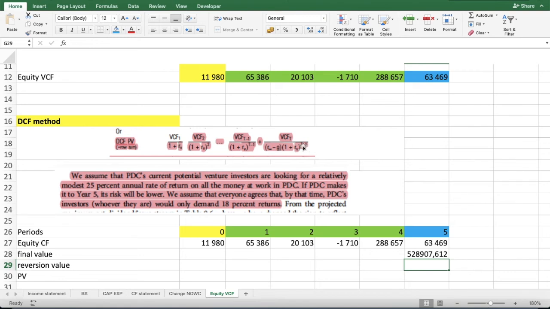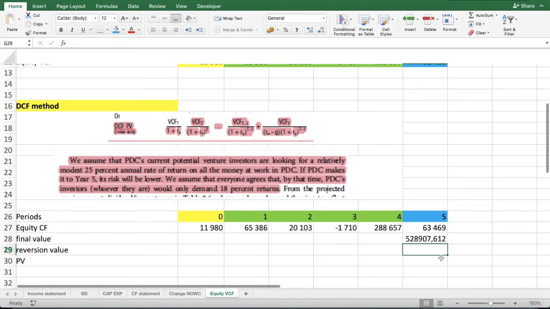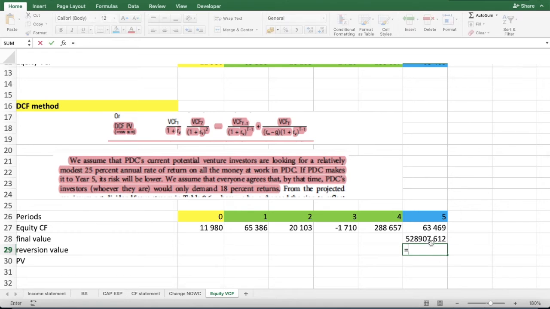T minus 1. Though we are at the 5th period, we will use, see here, power 4. So this is the second modification that we have to bring to the final payment. So equal to the final value, this one, divided by 1 plus the rate of return of the explicit period, which is 25%, power, not 5, but power 4. See here, power T minus 1. And that's it. So this is what's called the reversion value, which is the present value of the final value.